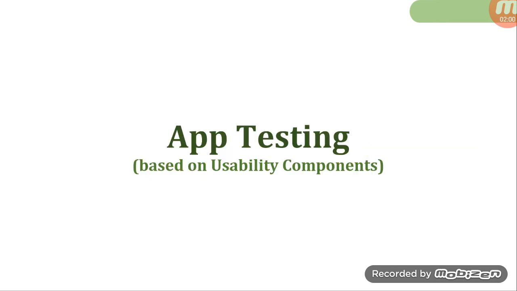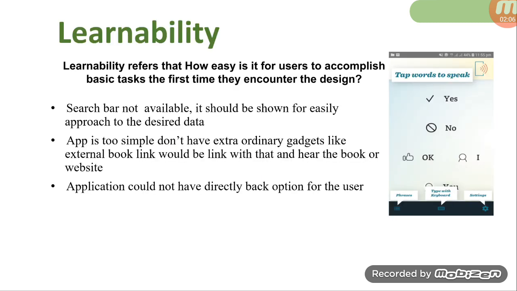Further, now I am going to present app testing based on usability components. First of all, learnability. In this application, a search bar is not available. It should be shown for easy access to the desired data. Secondly, the app is too simple. It doesn't have extra gadgets like an external book link to listen to the book or website. The application does not have a direct back option for the user.